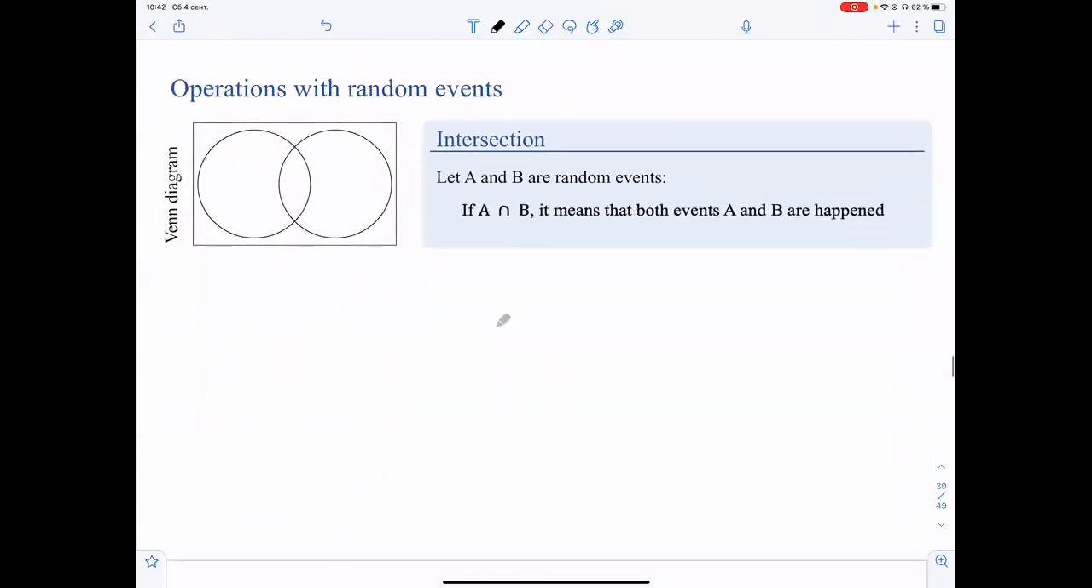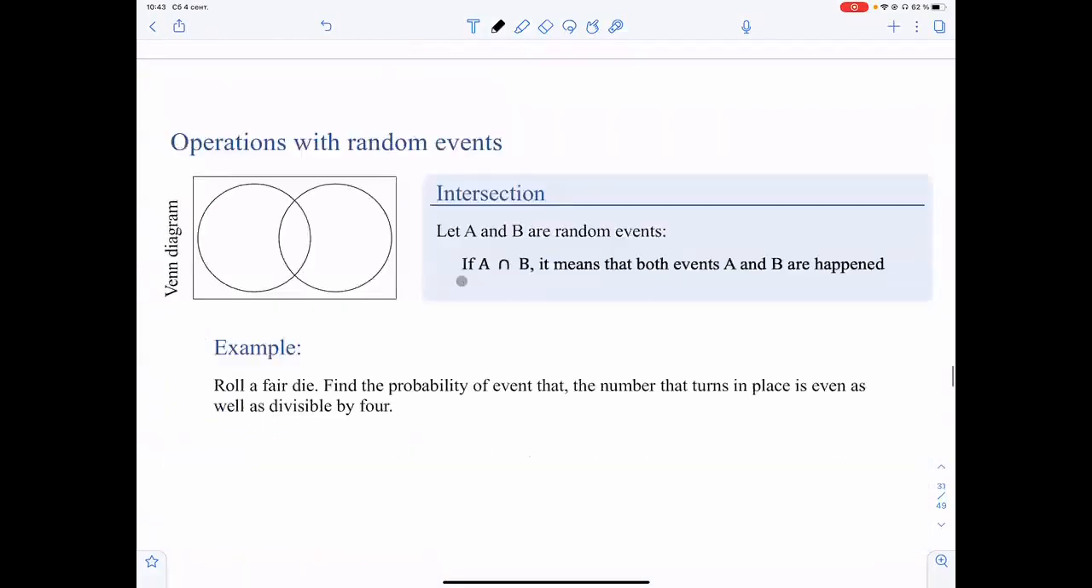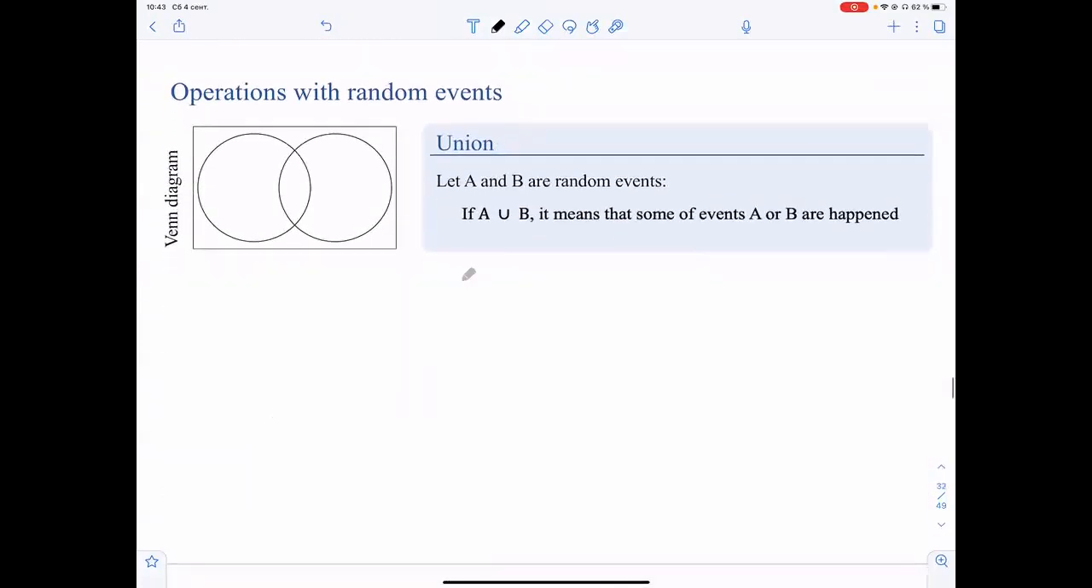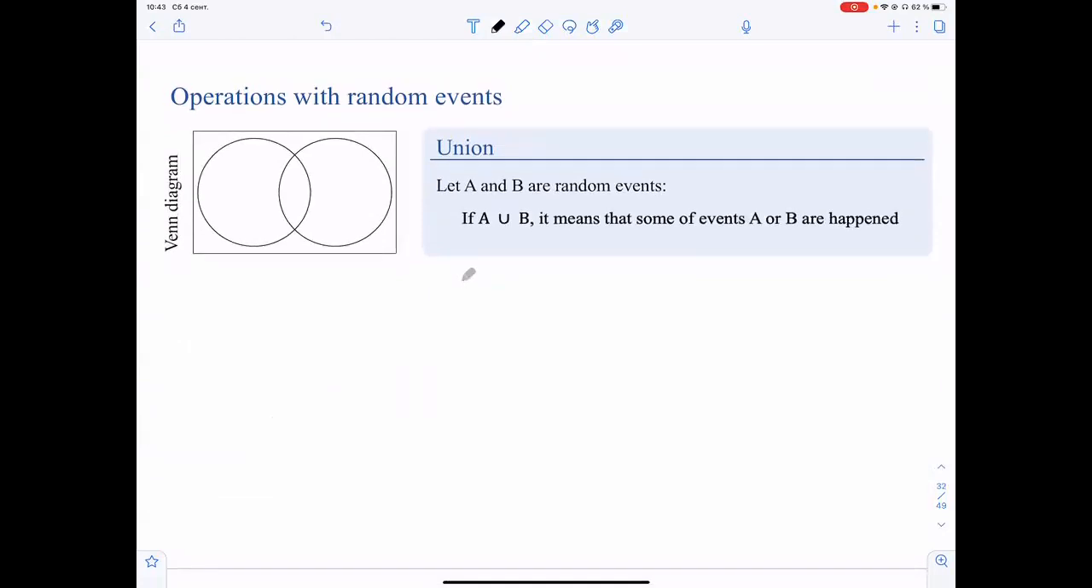Some definitions. If A is intersected with B, then it means that they both happen simultaneously. The intersection of two random events says that they happen simultaneously, at the same moment of time. The union means that at least one of these two random events happens. So at least one of them, either A or B, happens. This is what union says, I mean the union of two random events.